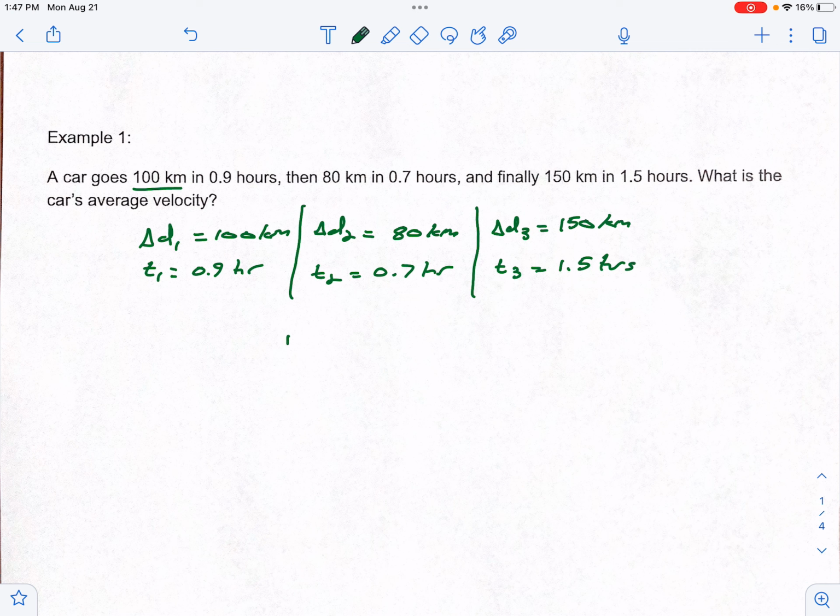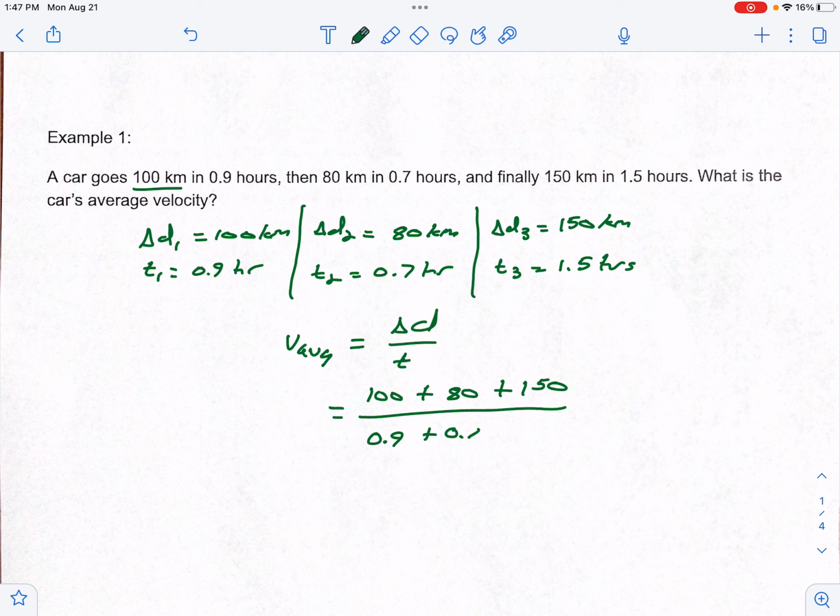Remember, average velocity is your total displacement over total time. Do we have displacements? Yes. Do we have times? Yes. So all we have to do is plug it in. I'm going to add up all those displacements on top: 100 plus 80 plus 150. And my times on the bottom: 0.9 plus 0.7 plus 1.5. Add all those up, top and bottom, and then divide them, and you're going to get 106.45 kilometers per hour. And that would be your answer right there.